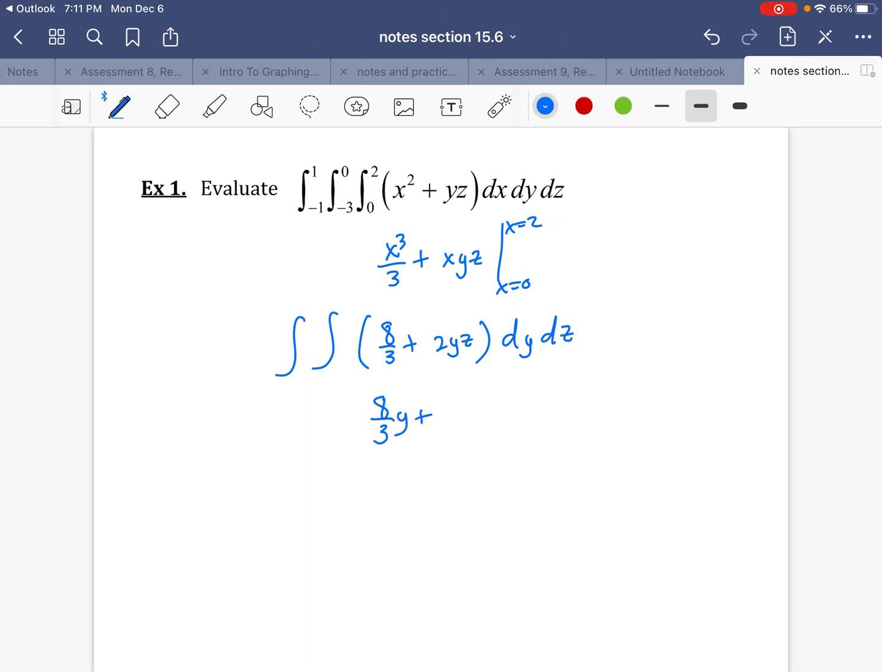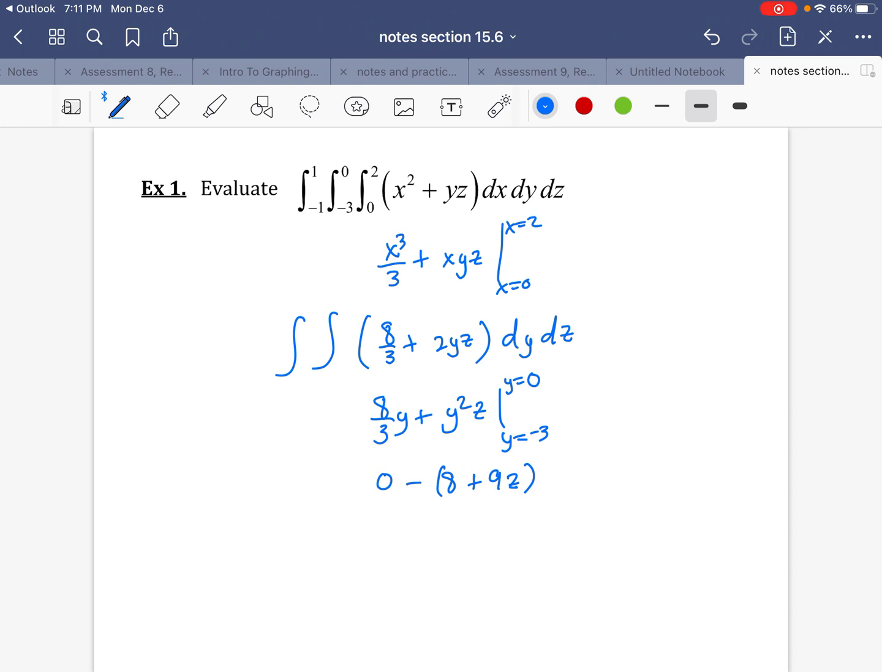So integrate with respect to y, I get 8/3 y, plus 2y squared over 2, so it's y squared, and then the z hangs on. This is going from y equals -3 to y equals 0. So I plug in 0, I get 0, minus when I plug in -3. So I plug in -3, I would get 8 plus 9z.